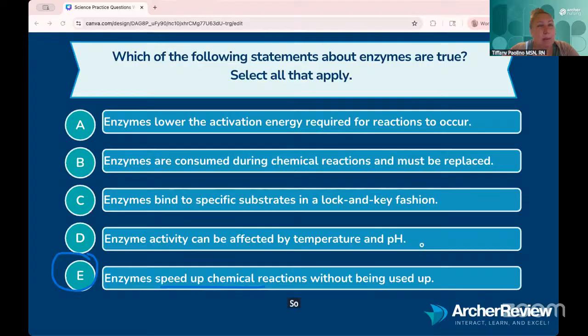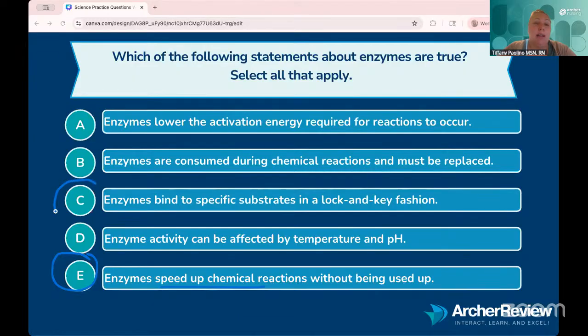So if they speed up chemical reactions, what else do you think they do? And I think a key thing to know here is, do they stay intact? Do they stay intact or are they consumed or do they bind? What do you think? One more minute on this one. I know enzymes are kind of tough. Okay, Jamila's saying C and D.